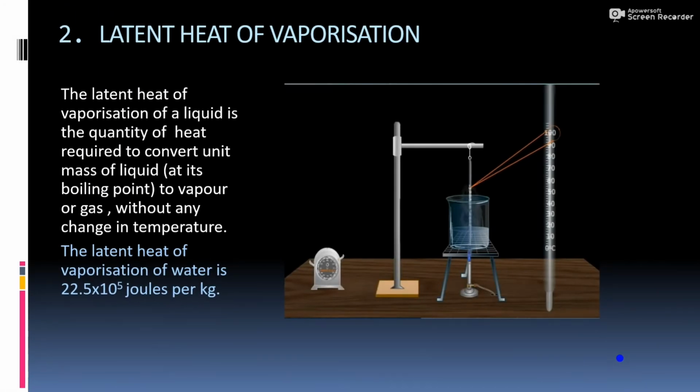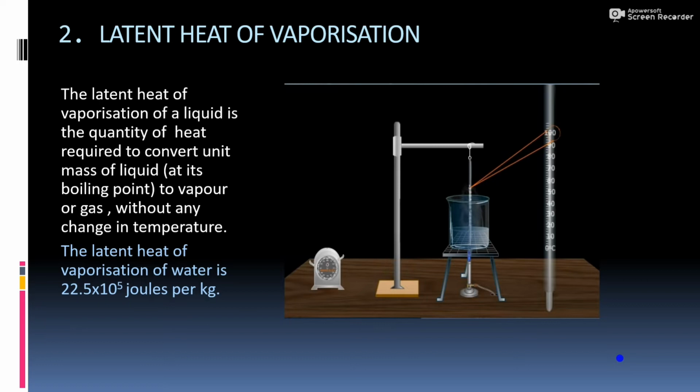Then latent heat of vaporization. The latent heat of vaporization of a liquid is the quantity of heat required to convert unit mass of liquid at its boiling point to vapor or gas without any change in temperature. So here also temperature does not change, only the state changes and the heat is used to change the state. That is called the latent heat of vaporization.